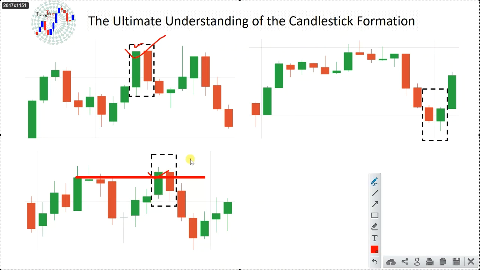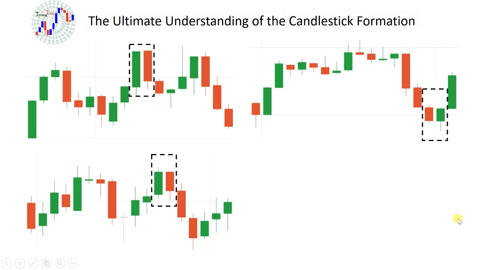So let me show you if there is any tweezer tops and tweezer bottoms. This is a tweezer bottoms pattern.